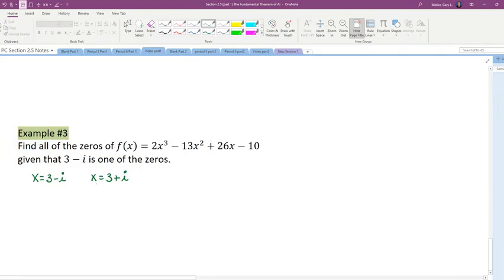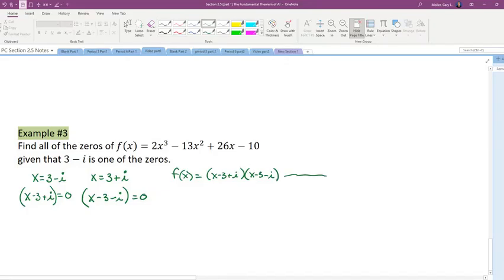So if I want to figure out what factors these came from, then I just need to set this equal to 0. So I'm going to subtract 3 and add i. I get x minus 3 plus i equals 0. That makes this one of my factors. And if I do the same over here, I get x minus 3 minus i. That's one of my factors. So I know that f of x is equal to those two things multiplied together, and some other unknown one we haven't figured out.